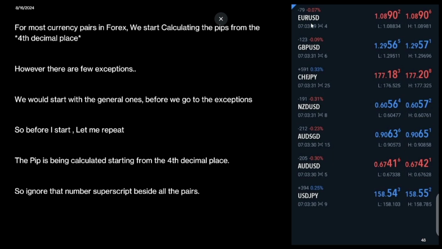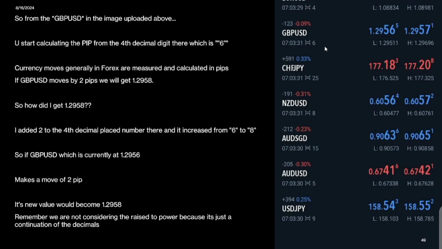So for example, Euro USD right here, you see that the 4th decimal number on Euro USD is 0 because after 1 we have a point, then 0890. But ignore the number superscript, which is 2, ignore it because we are not going to be using it to make any calculation. Now from GBPUSD in the image, you start calculating a pips from the 4th decimal place digits right there, which is 6.